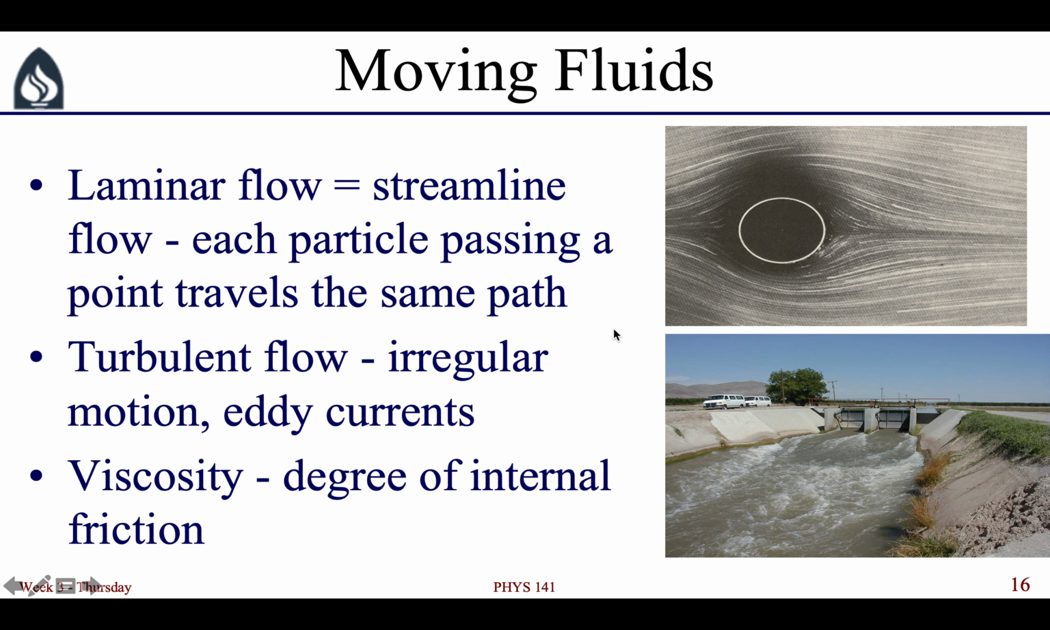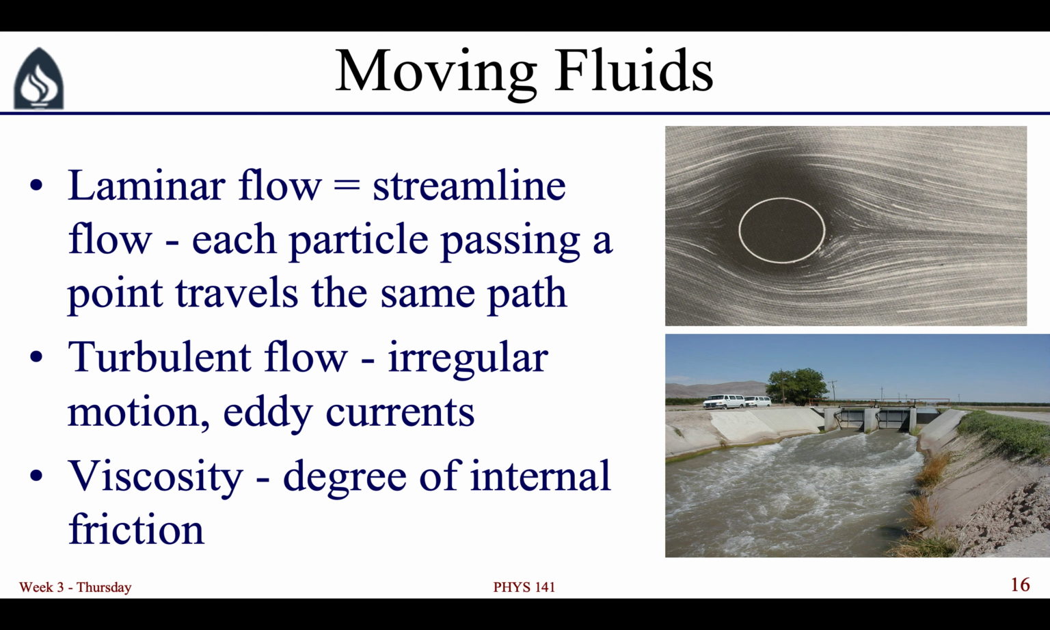Turbulent flow, on the other hand, is very irregular, and it has in it eddy currents, which are like little whirlpools inside the flow where the fluid flow direction turns around or swirls or churns. So this picture here shows some very turbulent flow. Contributing to this is viscosity, which we'll look at a little bit more later on. Viscosity is the amount of internal friction. Water has a very low viscosity.